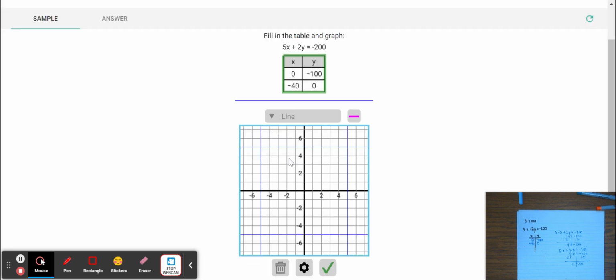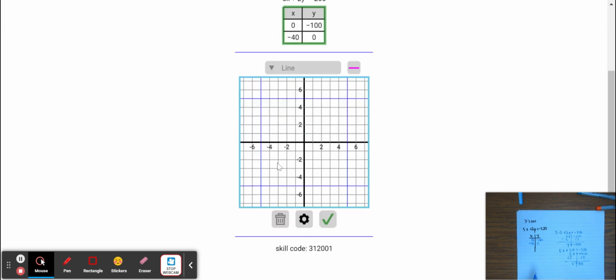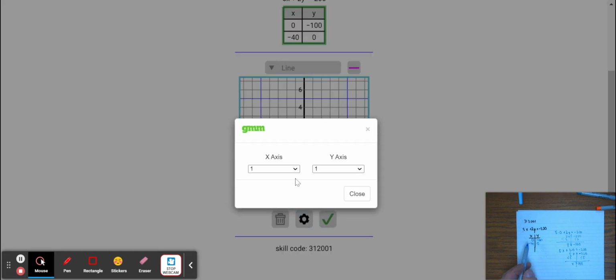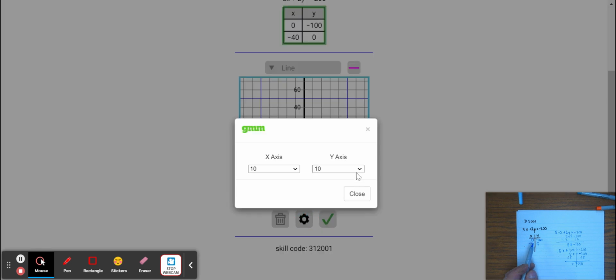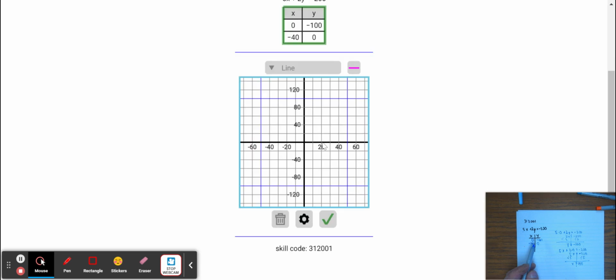Now I'm going to graph it. And again, notice the scale. I have 140 as other numbers. So I'm going to make both scales 10. We'll see if this will fit on. It doesn't fit on my y, so I need to make my y-axis even bigger. Let's go by 20s. Does that get me? Yeah, that gets me 100.